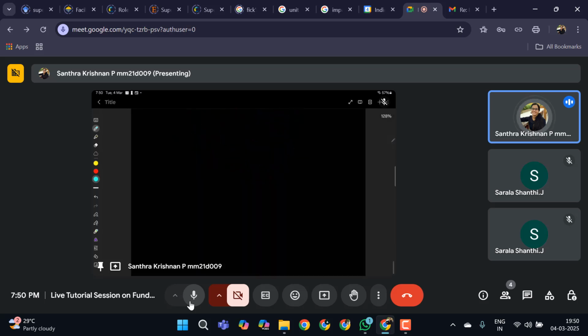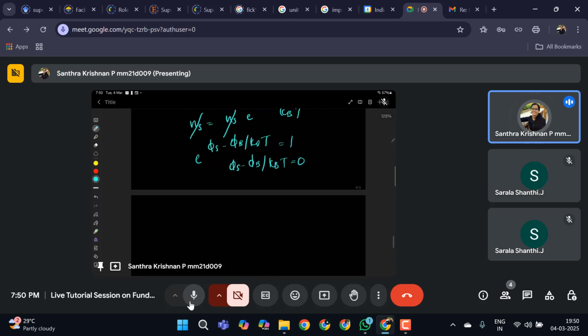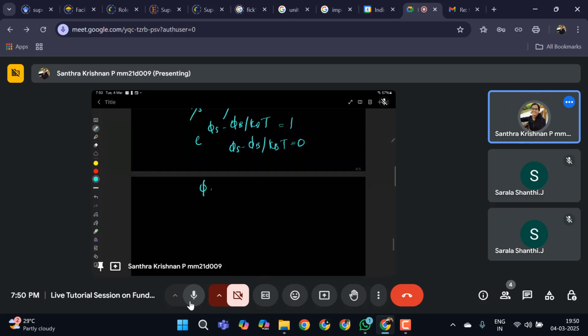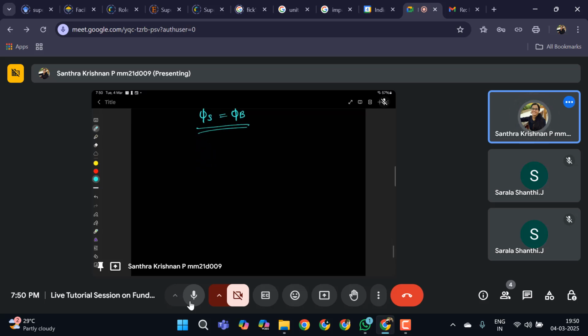So in that case, φs becomes equal to φb. That is, the surface potential becomes equal to the bulk potential. This is the formula-wise way of answering the question. Logically also we can say that when Ns becomes equal to Ni, the potential also becomes the same. So φs is equal to φb.